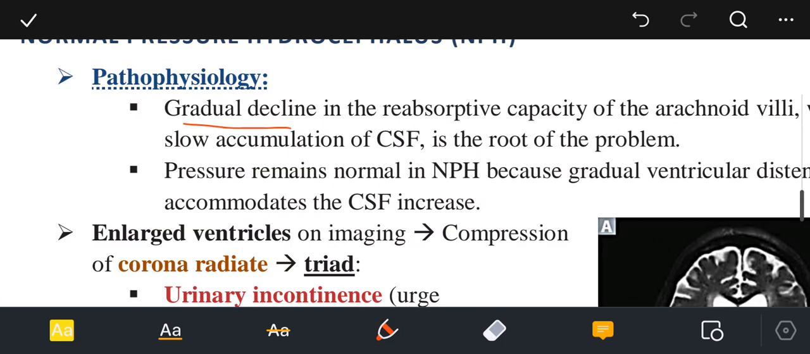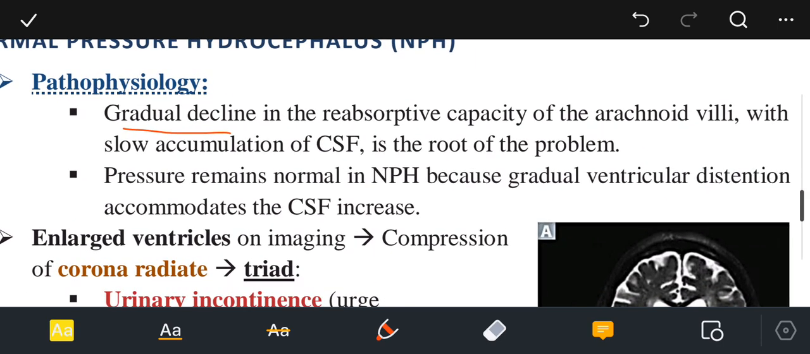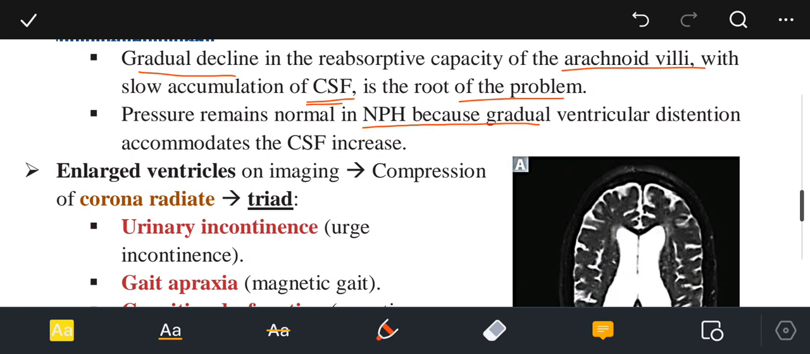Now the next point is normal pressure hydrocephalus. Pathophysiology is a gradual decline in the resorptive capacity of the arachnoid villi with slow accumulation of the cerebrospinal fluid, which is the root of the problem. Pressure remains normal in normal pressure hydrocephalus because gradual ventricular distension accommodates the CSF increase.